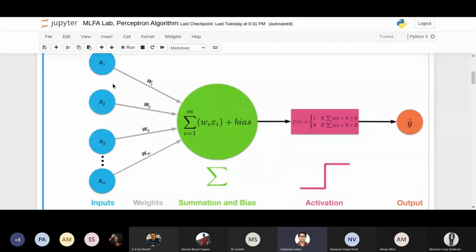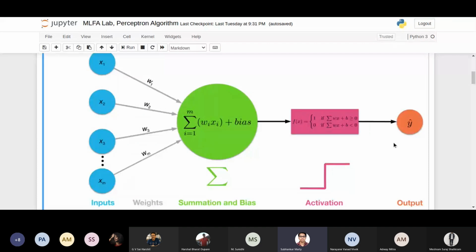So what it will do is take the x's, multiply them with the w's and add a bias, so wx plus b, and then it will pass this summation to a function which is called the threshold function in the case of the perceptron algorithm. So here you can see that f(x) equals 1 if wx plus b is greater than or equal to 0, and it is 0 if wx plus b is less than 0, and this is the predicted YP.